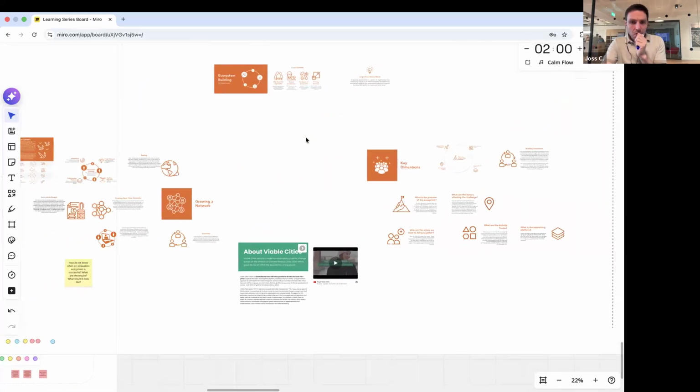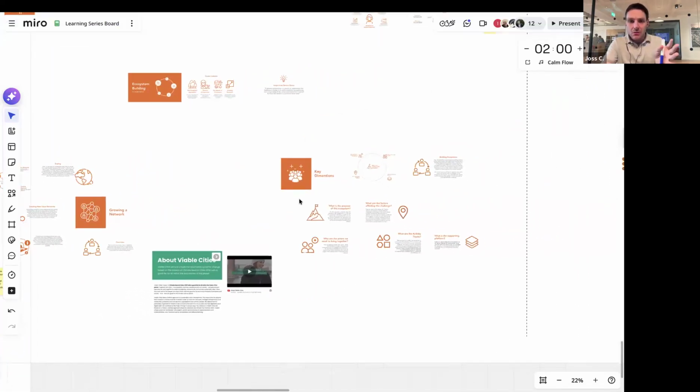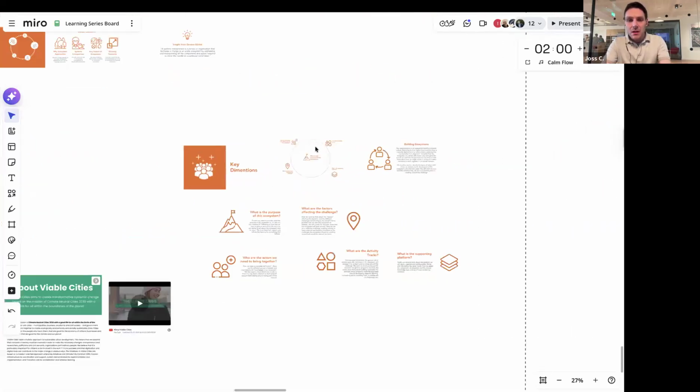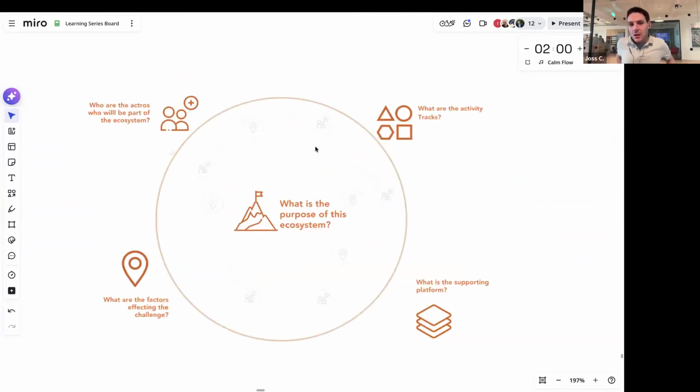Okay, so a couple more here before we go to a workshop. We've got another 10 minutes or so, and then we're going to move on. So firstly, what are the key aspects of an ecosystem? This is the canvas we're going to be working on.